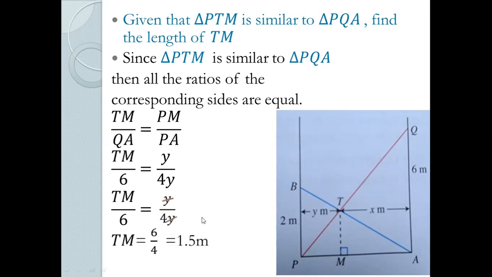When we have to find the value of TM, we will further simplify it and we will have TM equal to 1.5 meters. This means the point where the two ladders meet each other is 1.5 meters from the ground.